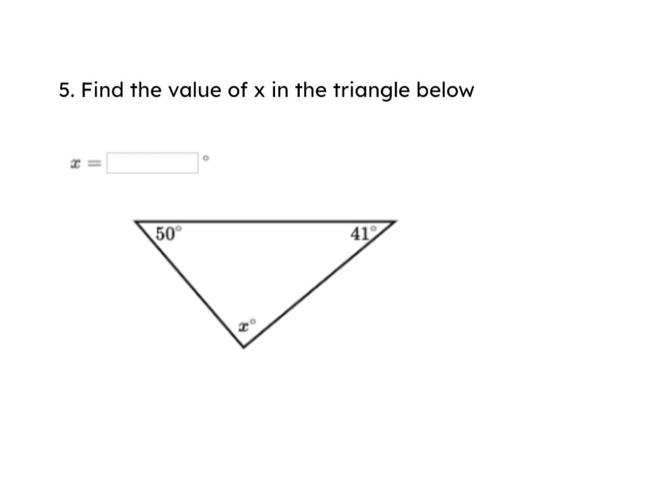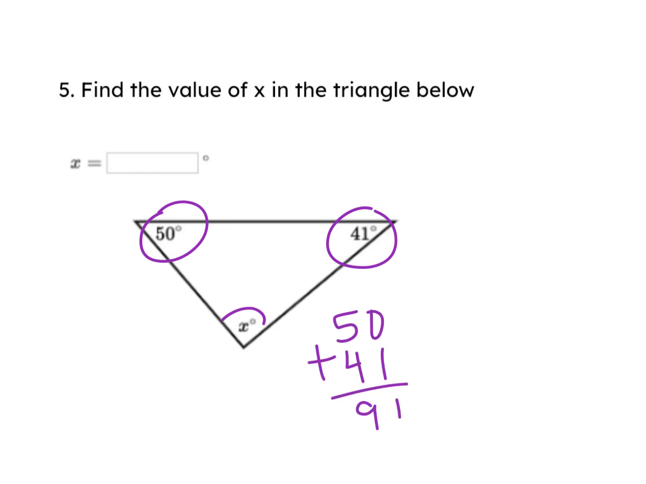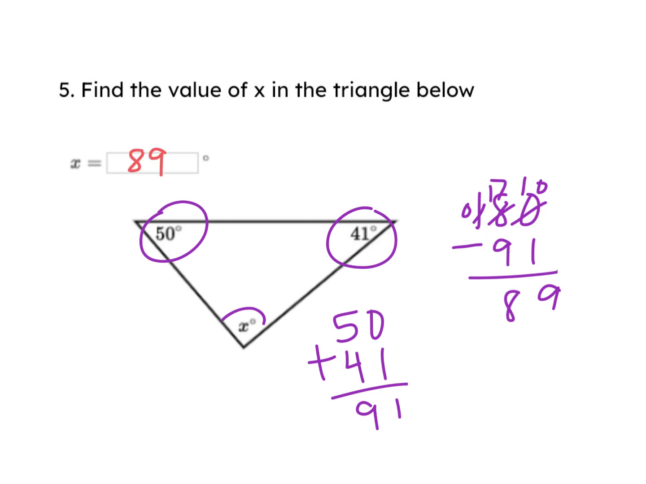Question 5, find the value of x in the triangle below. Well, we know that all three of these angles, when we add them together, have a sum of 180. So I would add 50 and 41, which is 91. And then you go ahead and subtract that from 180, whatever method you choose to do. So that's going to be 89 degrees.